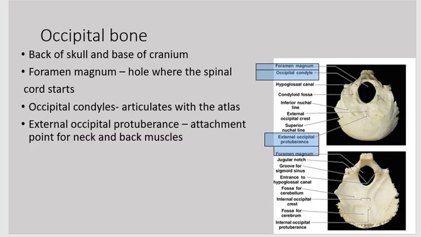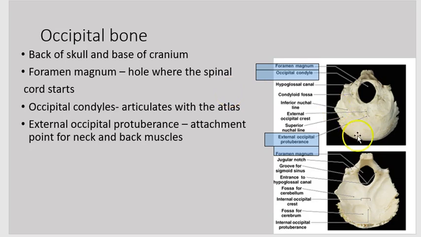The next bone is the occipital bone. This is the back of the skull and also the base of the cranium. So it is the back part and the inferior part of your cranium. It has a big hole in it. This is the foramen magnum. Foramen, it's a hole. Magnum, it's big. It tells you what it is. It is a big hole. And this is where the spinal cord starts. So it comes right out through there.